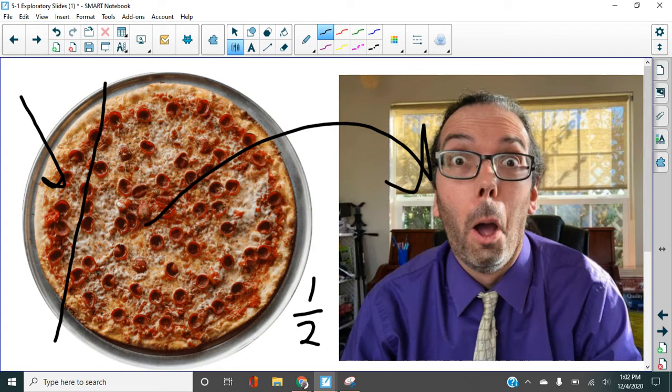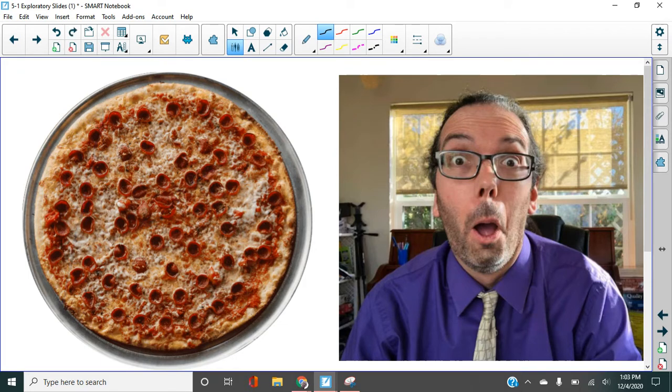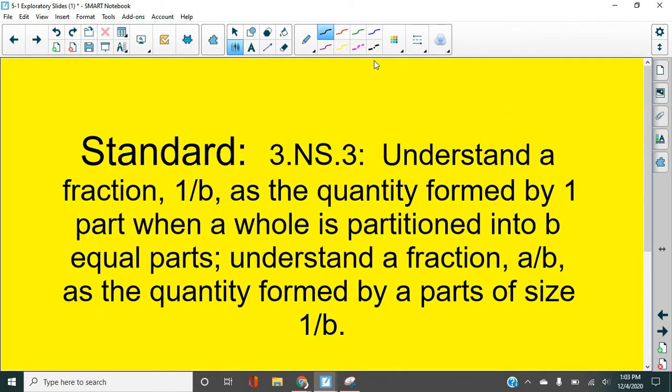But what did I not do? I didn't cut even pieces. I know, I'm sorry. Right? So, in order to split this pizza, we would need to split it right here like that. Now we still have one out of two, but this is the correct way to do this, right? This is a fraction. And when we talk about fractions, we have to be talking about equal pieces. Okay. And that is actually our goal here today.